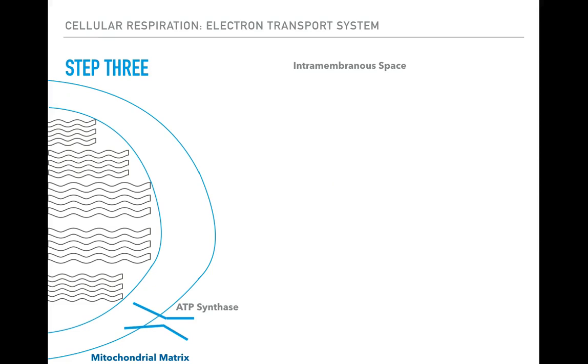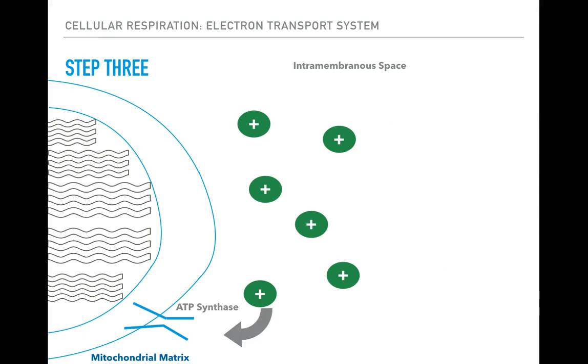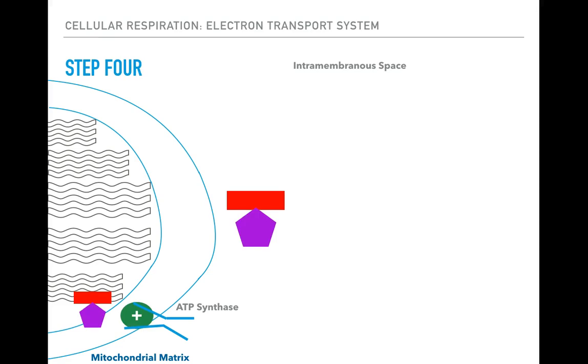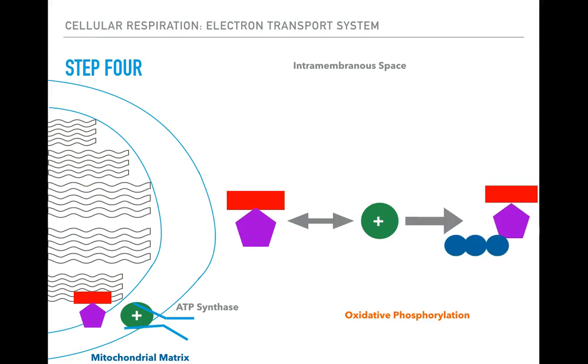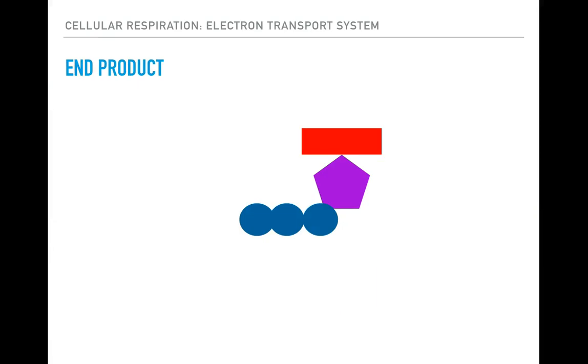The hydrogen protons, which accumulated in the intramembranous space, then filter through a membrane referred to as ATP synthase. As the protons filter through this channel, it is through a series of chemical reactions, namely oxidative phosphorylation, that ADP in the mitochondrial matrix combines with protons and oxygen to make ATP. The end product of glycolysis is 36 ATP.